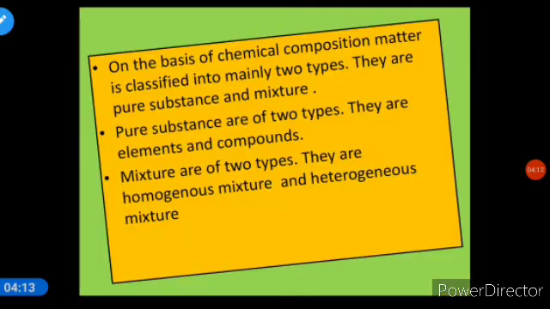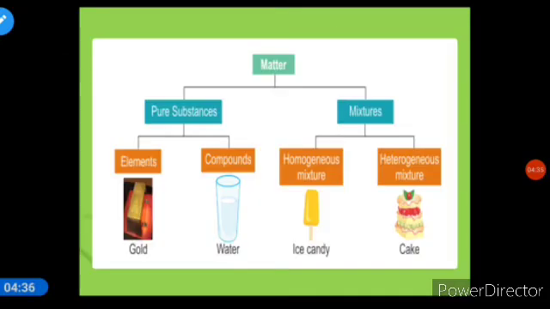Now we will move to the next basis. On the basis of chemical composition also we can classify matter into two types. First one is a pure substance and second one is a mixture. Further we can divide the pure substance into two types, elements and compounds. And further we can also divide the mixtures into two types, homogeneous mixtures and heterogeneous mixtures.